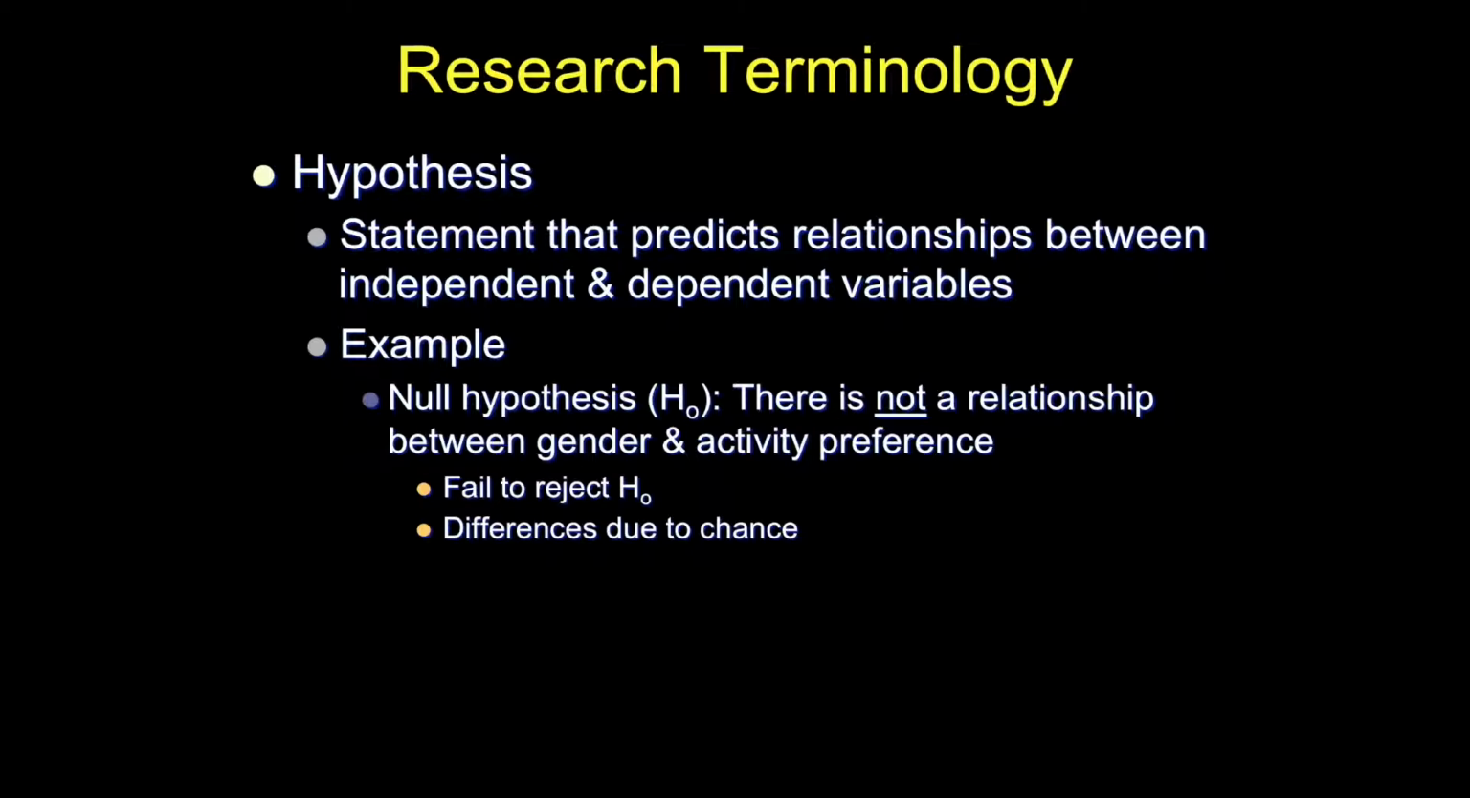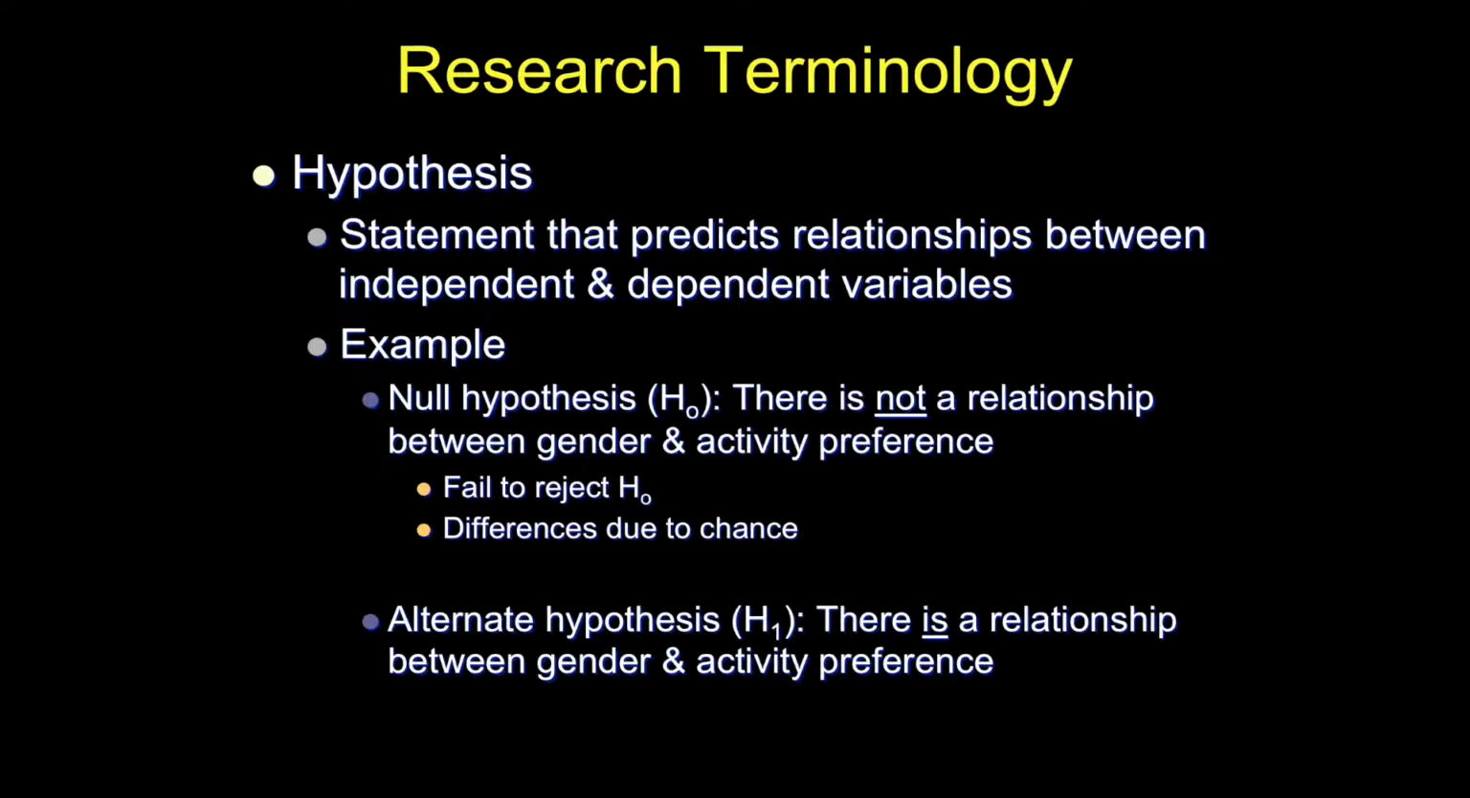Now, the second statement that you're going to have is the alternate hypothesis, and this is H1. And in this hypothesis, you're saying that there is a relationship between gender and activity preference. And once again, if you, let's say, do this research study, collect data, and you find that you have to reject H0 because of the statistics, then you accept H1. So here you're saying that there is a relationship between gender and activity preference.